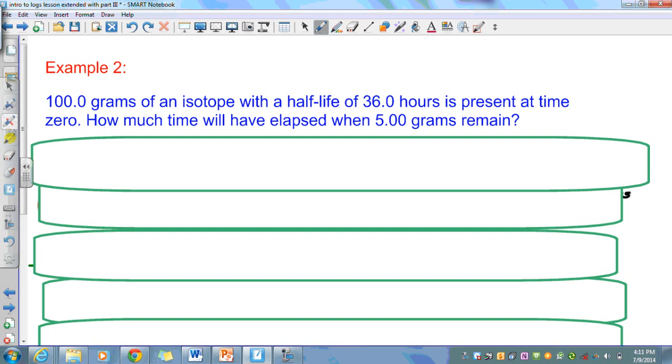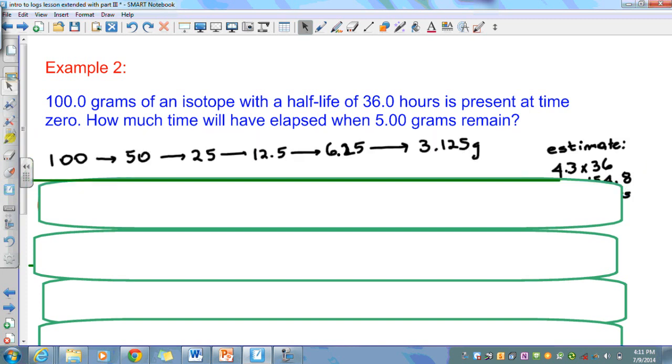Now to solve this question, first let's take a look at the intuitive approach. The intuitive approach doesn't use any formulas. So starting with 100 grams, after one half-life, you get half of the initial amount, which is 50 grams.